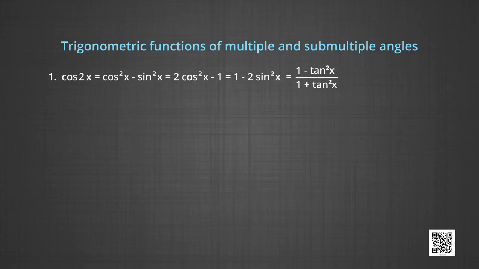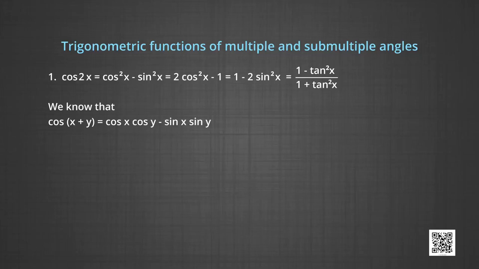Cos of 2x can be written as cos square x minus sin square x, which can also be written as 2 cos square x minus 1, equal to 1 minus 2 sin square x, and also equal to 1 minus tan square x divided by 1 plus tan square x. Now, let us see how we got this formula.